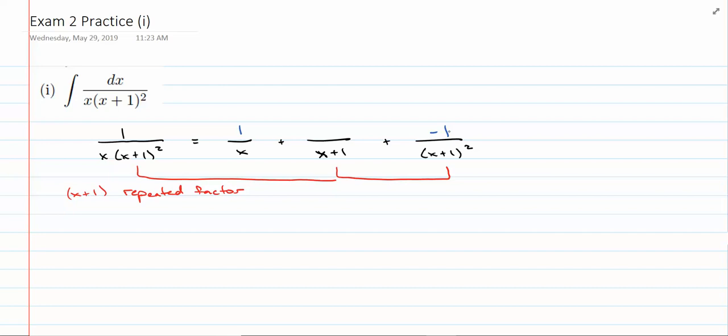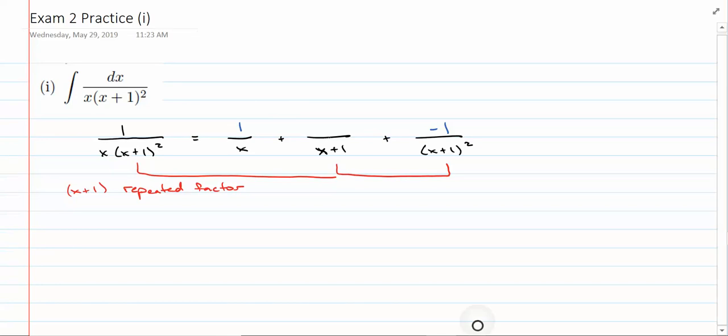Unfortunately, we cannot use the cover-up method to figure out what goes above this x plus 1, because you'd have to cover up only one of the x plus 1's here, and then you would not be able to plug in negative 1. So cover-up does not work here, so we'll do the next best thing. We'll just call it a. Okay. Now we will solve for a.